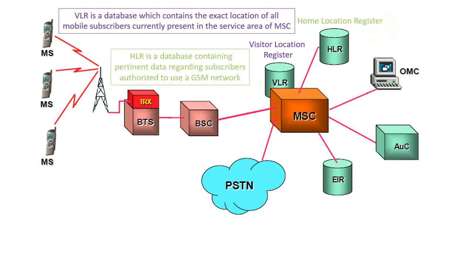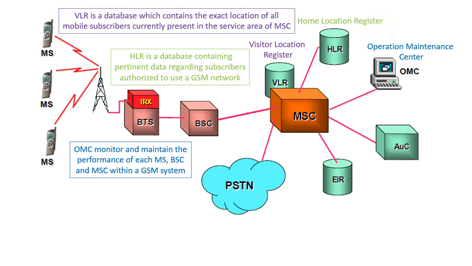Next one is the HLR. HLR is the Home Location Register. HLR is a database containing pertinent data regarding subscriber authorized to use a GSM network. If you are going to purchase a SIM from a specific area, then your entry is marked in the database of HLR. This HLR is like your home, which contain all your information like your ID proofs, which plan you are taking, which caller tune you are using, etc.